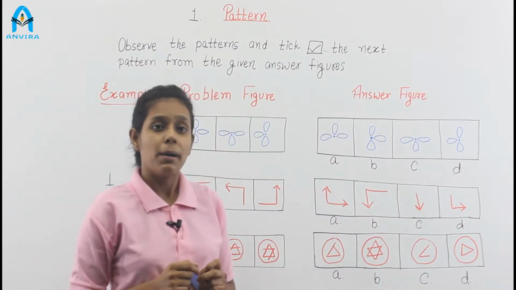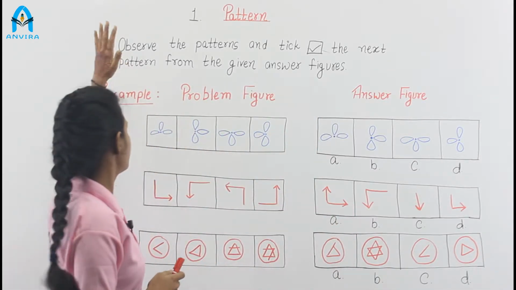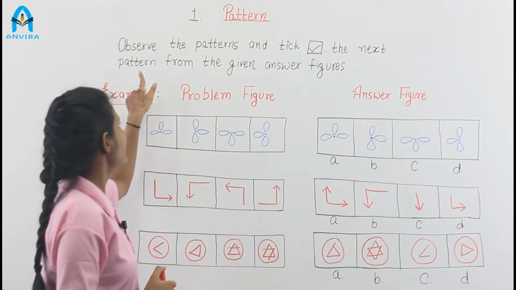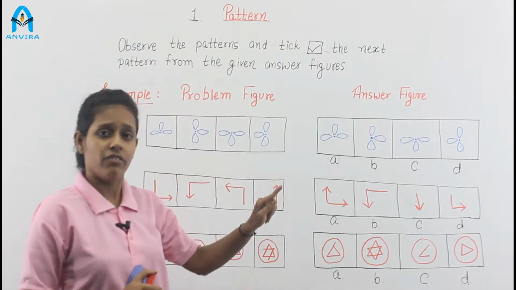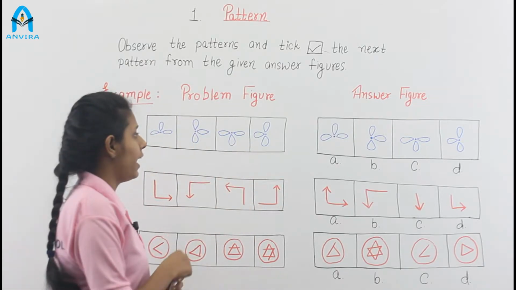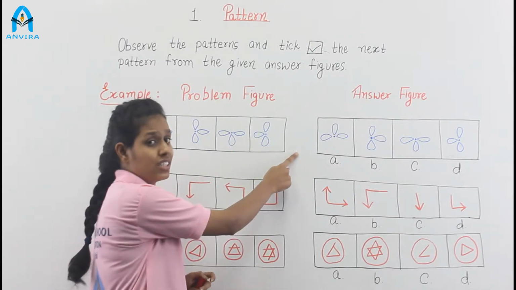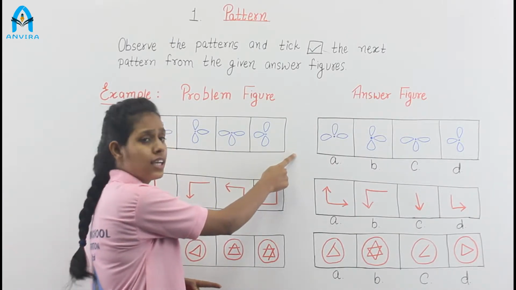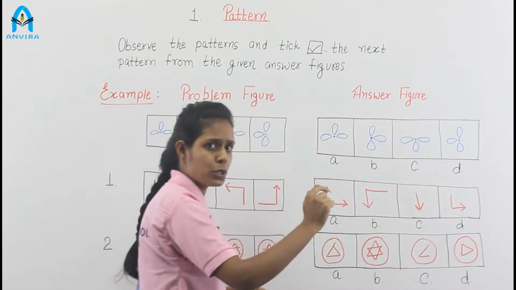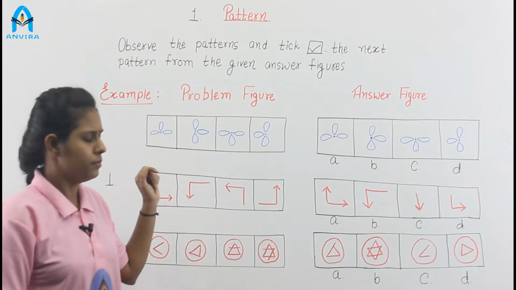Chapter name is pattern. First, read the question, observe the patterns and take the next pattern from the given answer figure. You have to observe this figure and then find out the next figure that comes here and take the correct option. Look at the example.